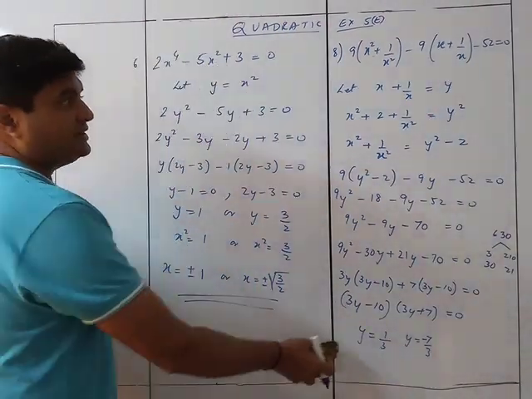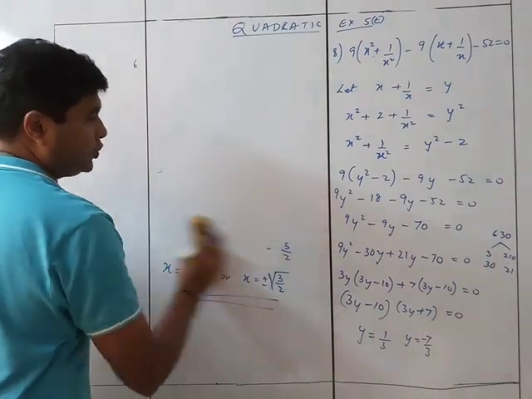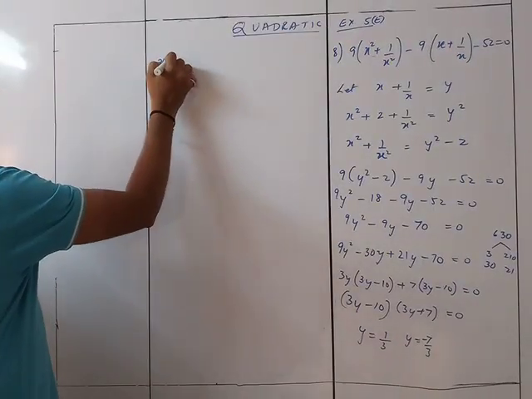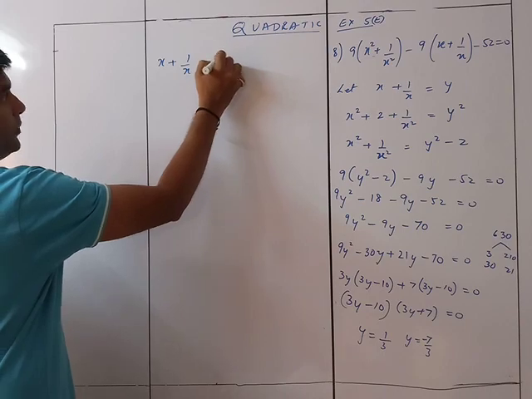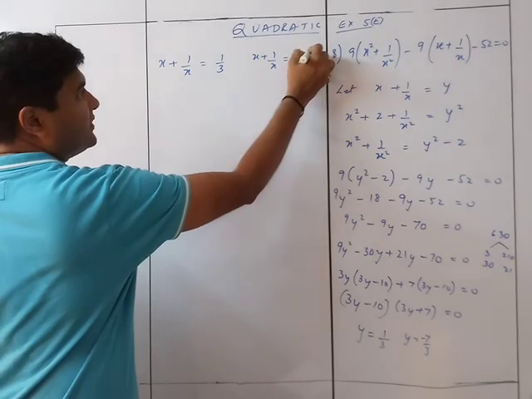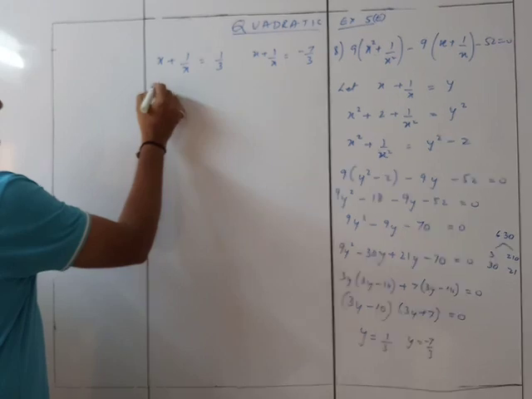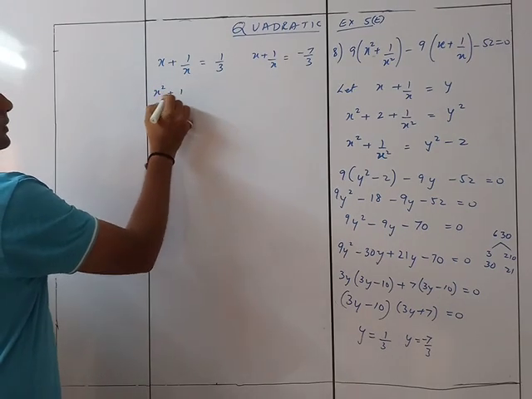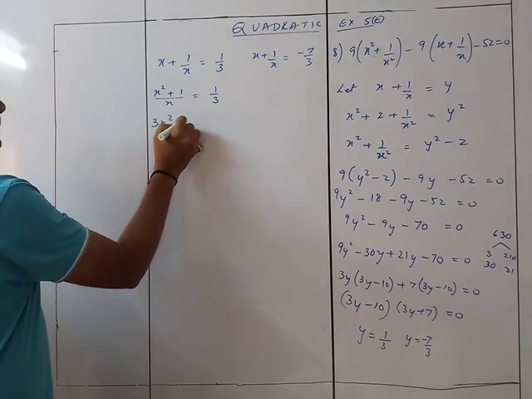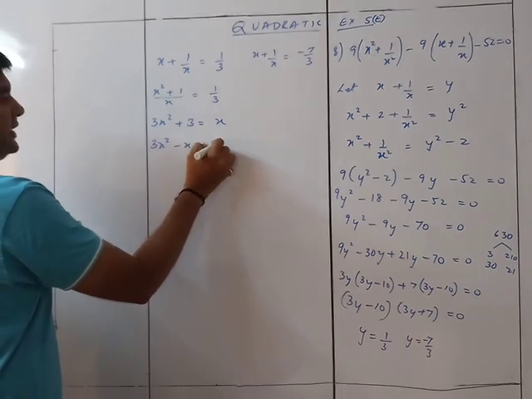Now we can see that this is the value of y, but what we have got over here was x plus 1 upon x as y. So we have that x plus 1 upon x is equal to 10 upon 3, or x plus 1 upon x is equal to minus 7 upon 3. Okay. So take the LCM over here, we get x square plus 1 upon x is equal to 10 upon 3. So 3x square plus 3 is equal to 10x, or 3x square minus 10x plus 3 is equal to 0.